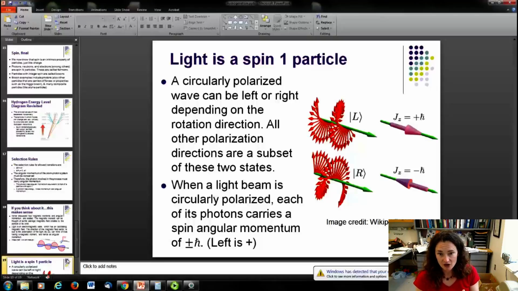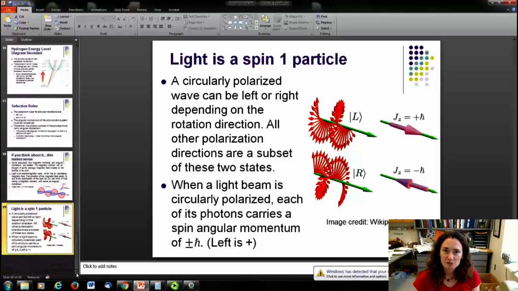It turns out that when a light beam is circularly polarized, each photon of that light carries a spin angular momentum of plus or minus h bar, okay? The left one is the plus, the right one is the minus. Okay, so photons have angular momentum. Hopefully that's mind-blowing enough for today. And that finishes off Chapter 7.